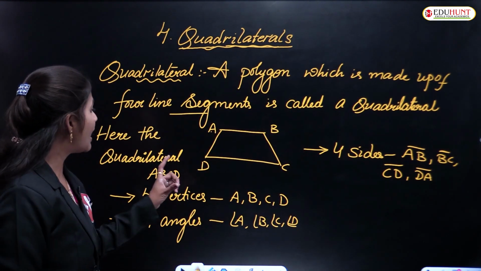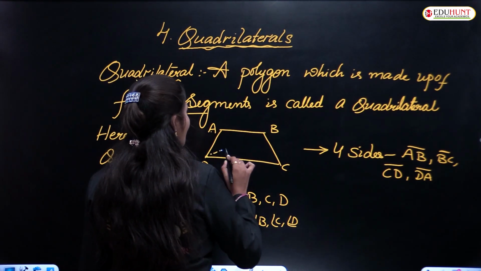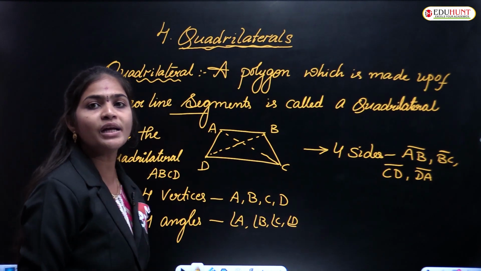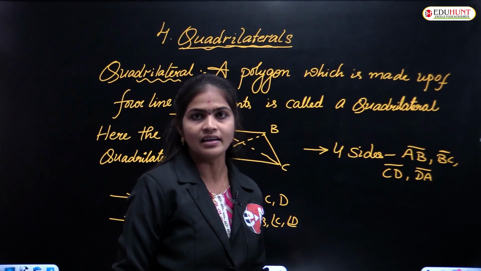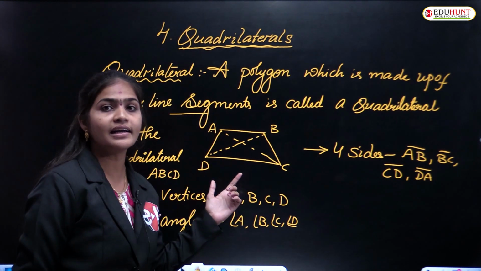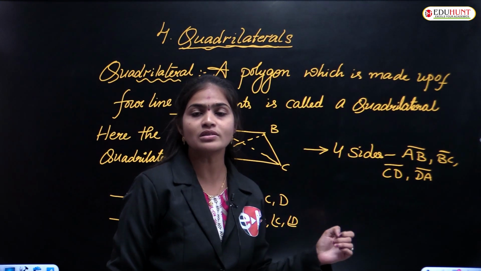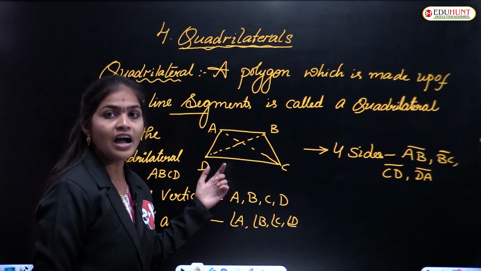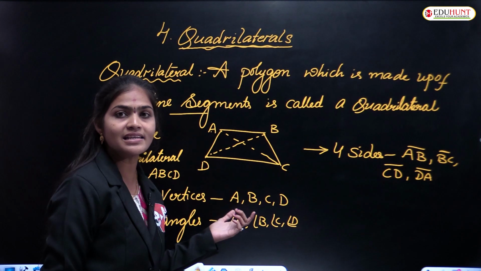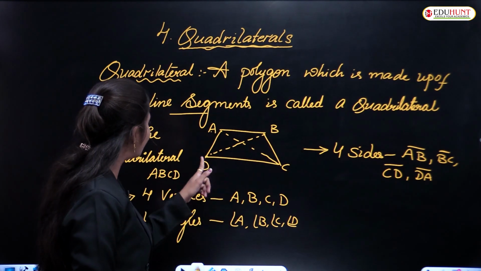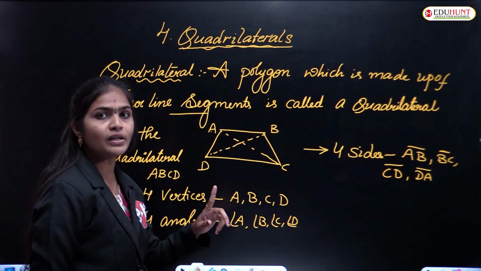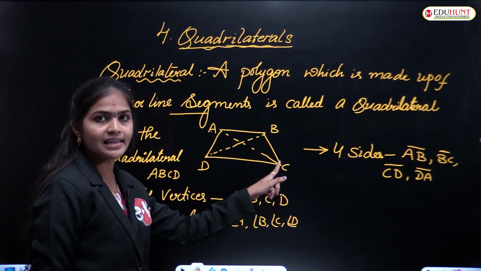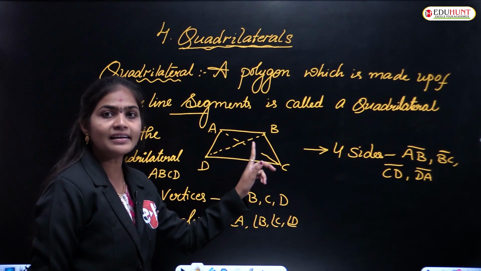And here we have one more thing, that is diagonals. A line segment which joins opposite vertices, or non-adjacent vertices, is called a diagonal. How many non-adjacent vertex pairs are there here? A and C are one pair, and B and D are another pair. By joining AC we get the diagonal AC, and by joining BD we get the diagonal BD.